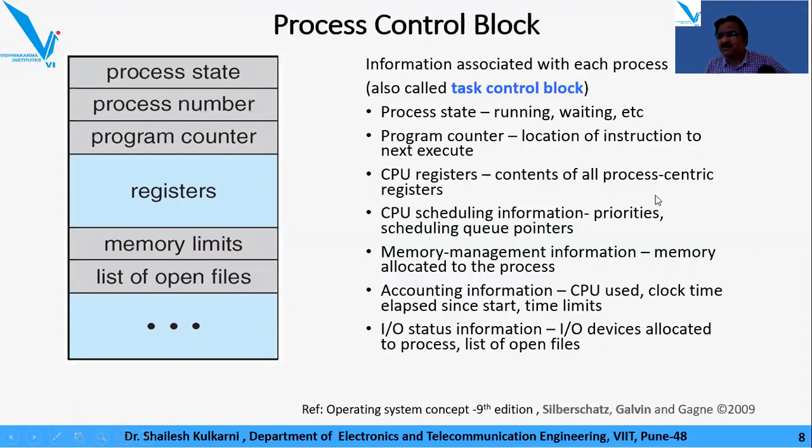Then CPU registers, for the contents of the processor-centric registers that we have already understood in the context of context switch, or we'll see it very soon. CPU scheduling information is based on the priority and the scheduling queue pointers. As I'm saying once again, this is a sample set of the attributes which are being given.